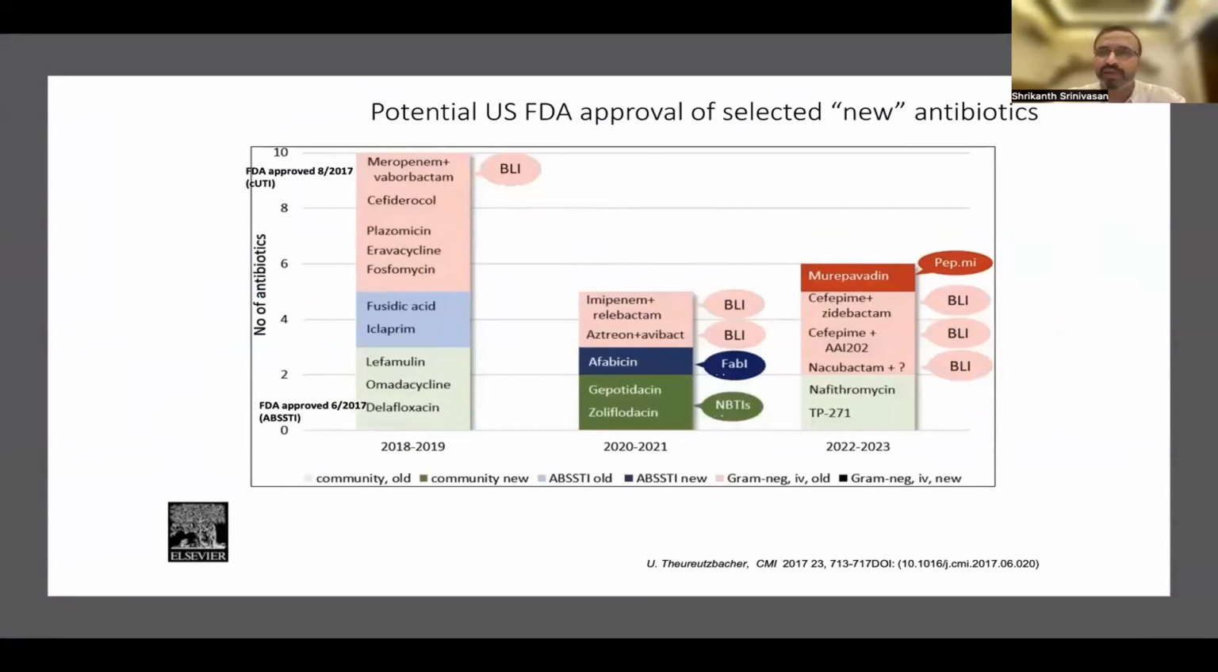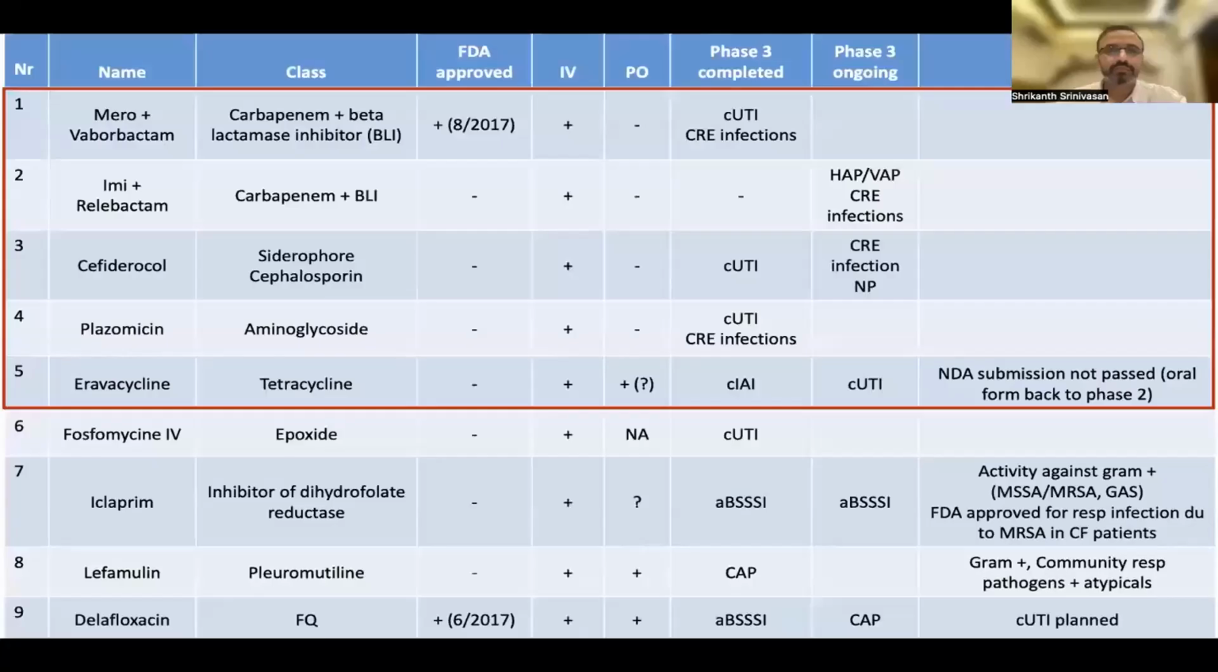Meropenem, vaborbactam, cefiderocol, plazomicin, eravacycline, fosfomycin. We'll talk about these things. Aztreonam avibactam is also coming into the market now. It's marketed by the name of Zavicefta. Imipenem, relebactam, and we can talk about the combination of aztreonam with avibactam. So this is in a nutshell what we'll talk about.